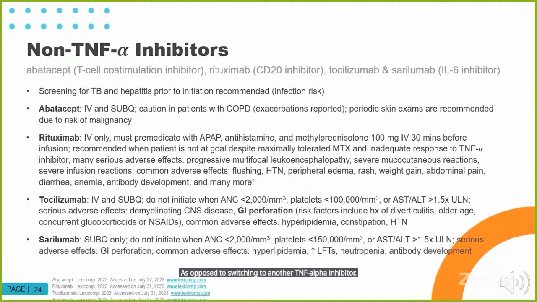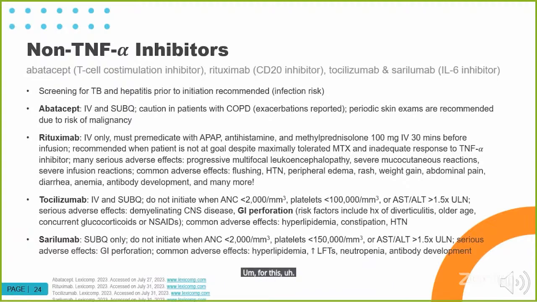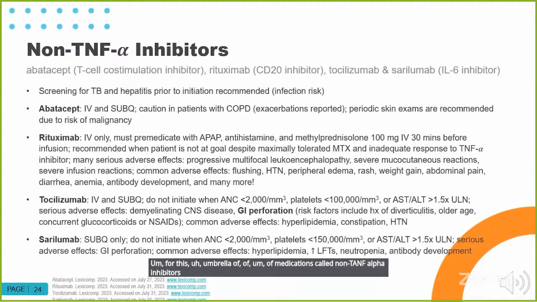We also have our non-TNF-alpha inhibitors, which include abatacept, which is a T-cell co-stimulation inhibitor. We have rituximab, which is a CD20 inhibitor, and we have 2 additional monoclonal antibodies, tocilizumab and sarilumab, which are interleukin-6 inhibitors. For this umbrella of medications called non-TNF-alpha inhibitors, it is recommended to still screen for latent TB as well as hepatitis prior to initiation.